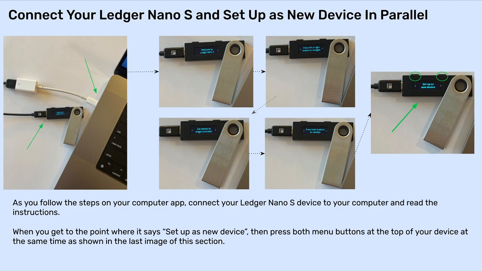Connect your Ledger Nano S and set up as new device in parallel. As you follow the steps on your computer app, connect your Ledger Nano S device to your computer and read the instructions. When you get to the point where it says Set up as new device, then press both menu buttons at the top of your device at the same time as shown in the last image of this section.